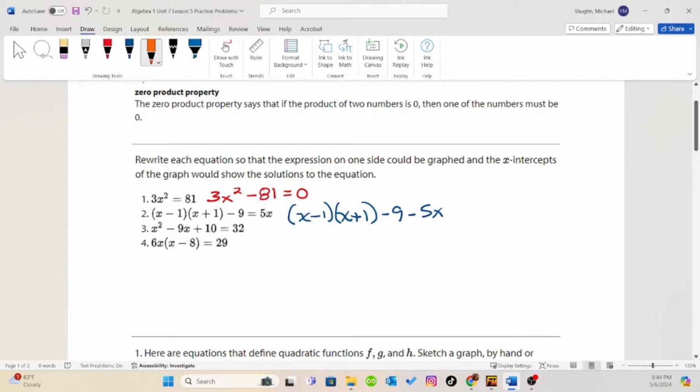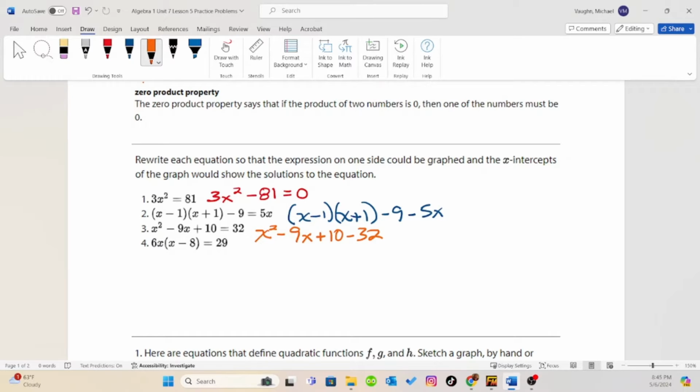Number 3. Here we have a positive 32 on the right. So what we're going to want to do is subtract 32 from both sides. So this would become x squared minus 9x plus 10 minus 32.